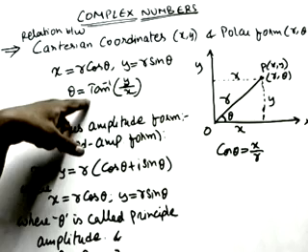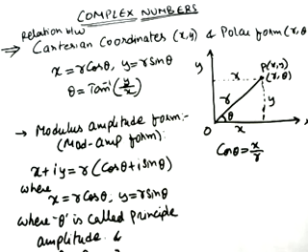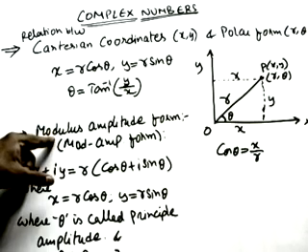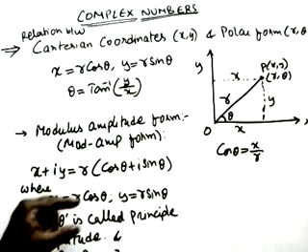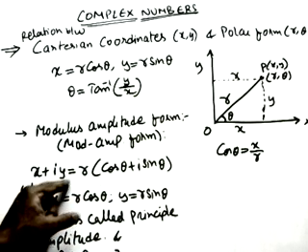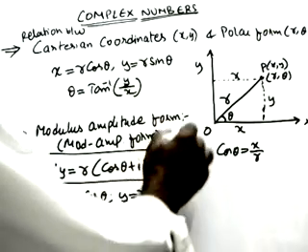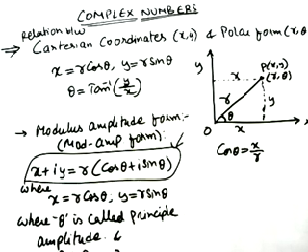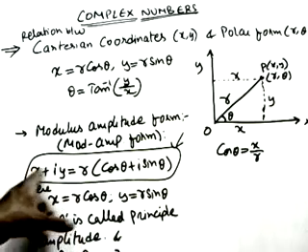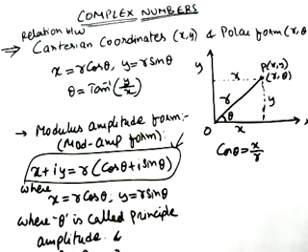If you divide these two, you'll get tan, so theta will be tan inverse y by x. Now watch carefully. When we write the mod amplitude form, or modulus amplitude form, we have to change the Cartesian form into polar form. How? x plus iy equals r into cos theta plus i sin theta. This is called mod amplitude form, where x is r cos theta and y is r sin theta.